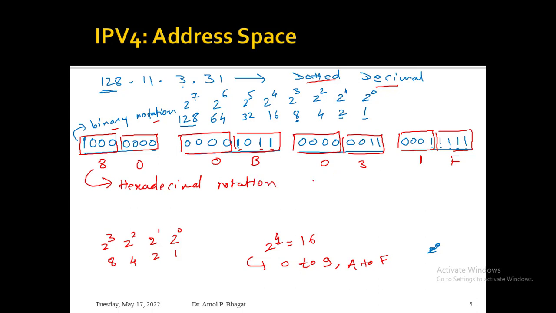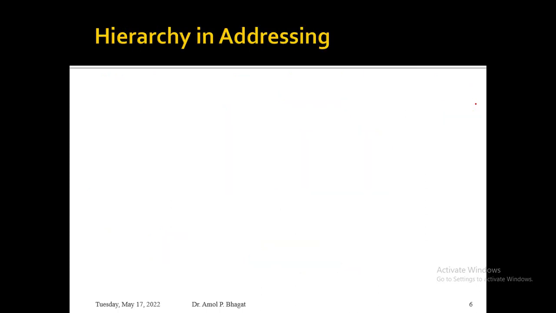So hexadecimal notation has base 16, binary notation has base 2, and dotted decimal notation has base 256, correct? So let's see how these addresses use hierarchy, right? As you know, whenever you are talking about a mobile number, mobile numbers start with the country code followed by a 10-digit mobile number, okay? So that is the hierarchy used in case of a mobile number.